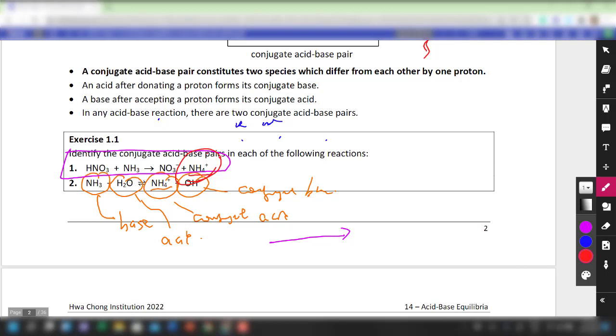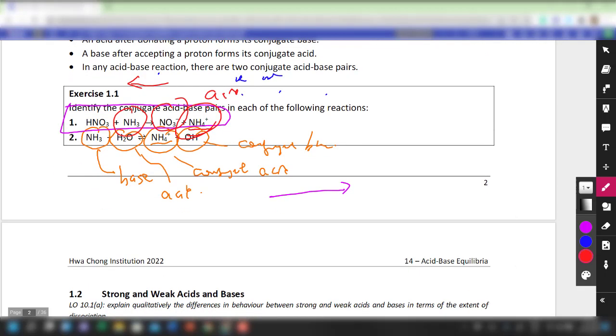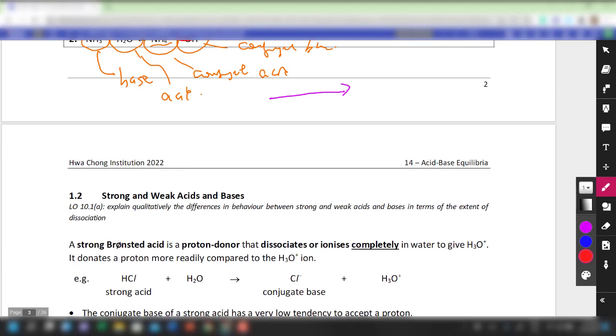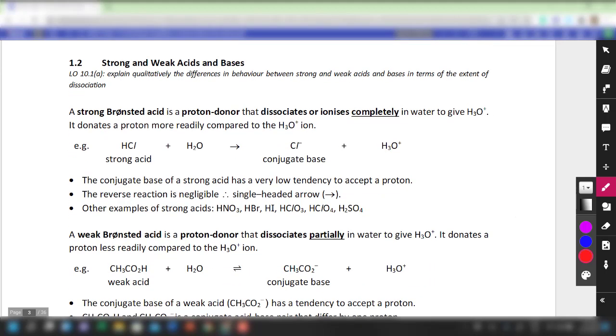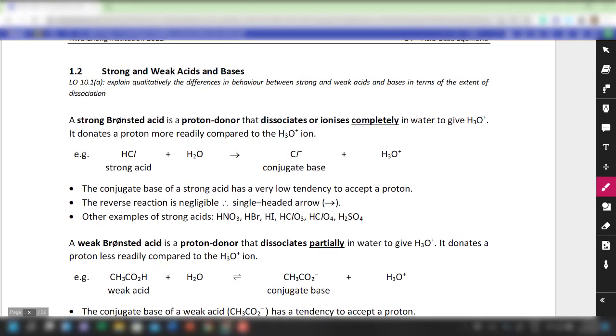So if we reverse the reaction, do take note of it, don't listen to it halfway. Ammonium will now be called the acid, and ammonia here will be called the conjugate base. Then nitrate gains a proton from ammonium, so nitrate will be called a base, and nitric acid will be called the conjugate acid. So it's a perspective thing. There is no absolute, it depends on your reference point, so that is something very important which you need to take note of.